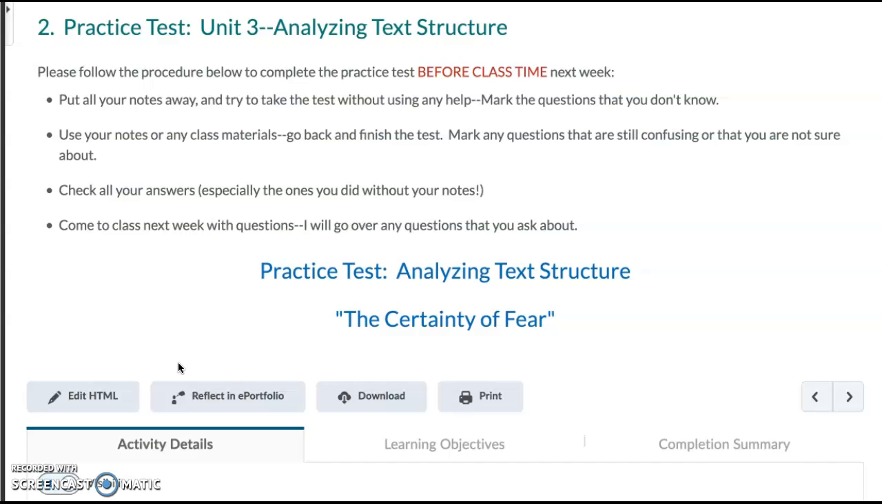And then the next week when this is due, week 12 at class time, I will answer any questions that you still don't understand, but you need to ask the questions. I'm not going to go over the whole practice test just to go over it. You have to ask the questions. So I will go over any questions that you ask about. So make sure that you have marked the things that you need more instruction on, so I can help you on Tuesday of week 12.